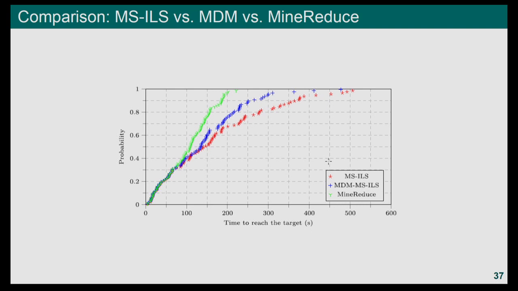And we can observe that all methods have the same behavior for short periods of time, because that is the time it takes for the elite set to become stable, and we mine patterns and start using patterns in the MDM and MineReduce approaches. So from this point, we can see that MDM starts converging faster than the baseline, and MineReduce converges faster than both.